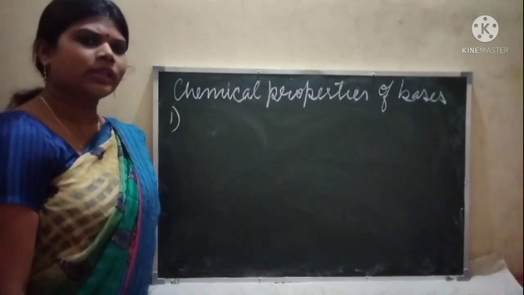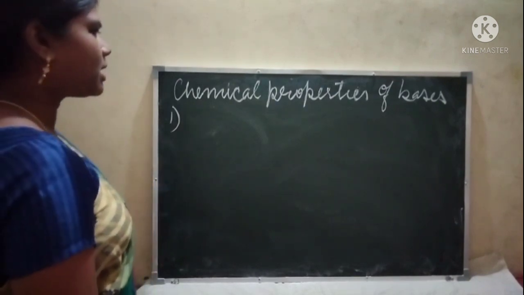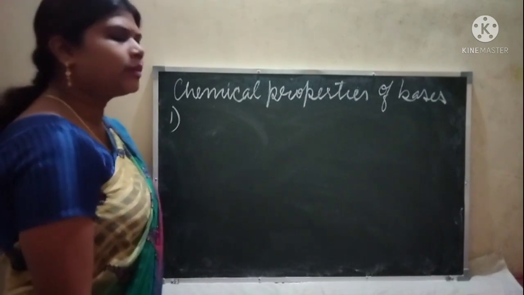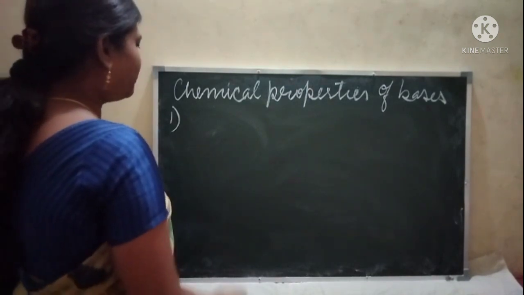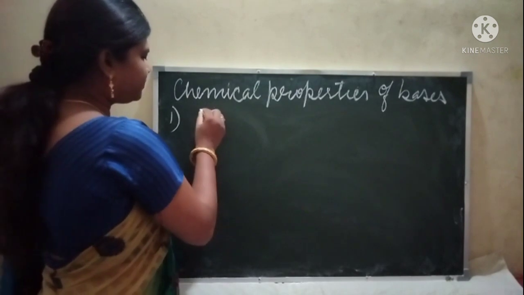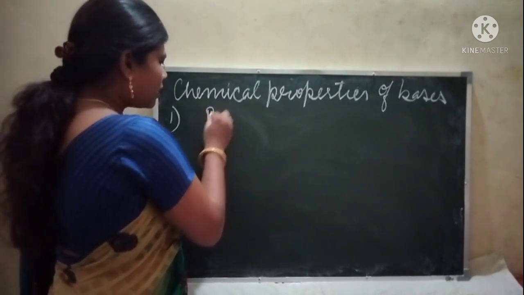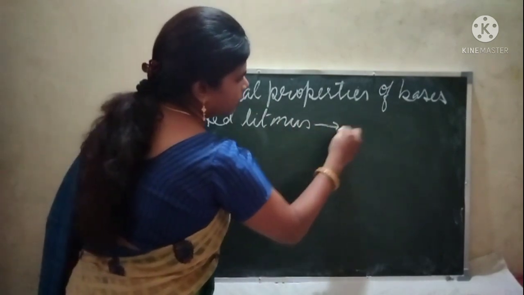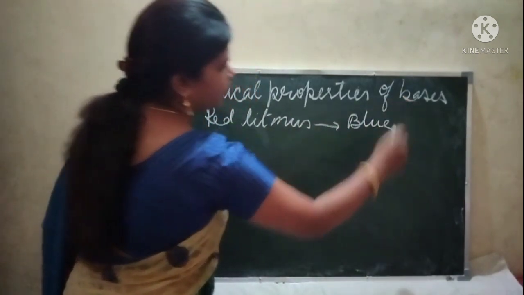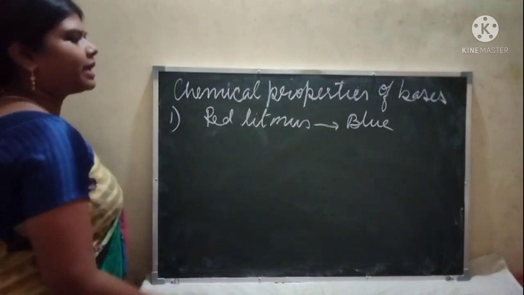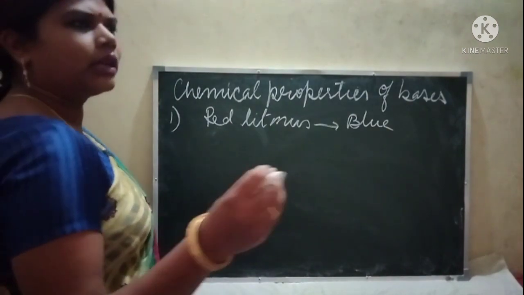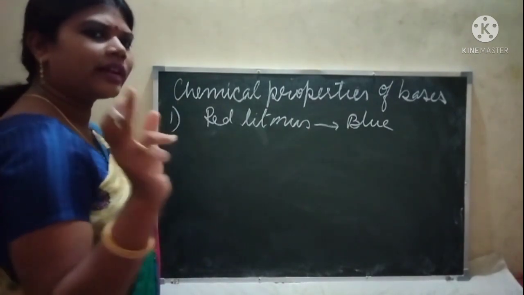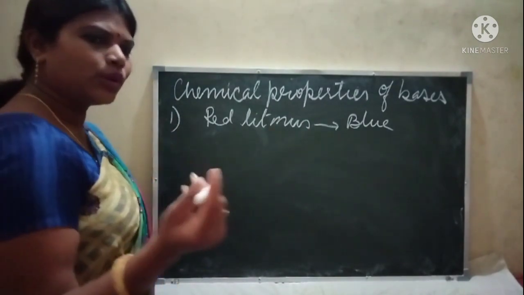Now we will see the chemical properties of bases. So students, now the next topic we have to start with is the chemical properties of bases. Bases can turn red litmus to blue. When you dip red litmus paper in a base solution, it will turn into blue.